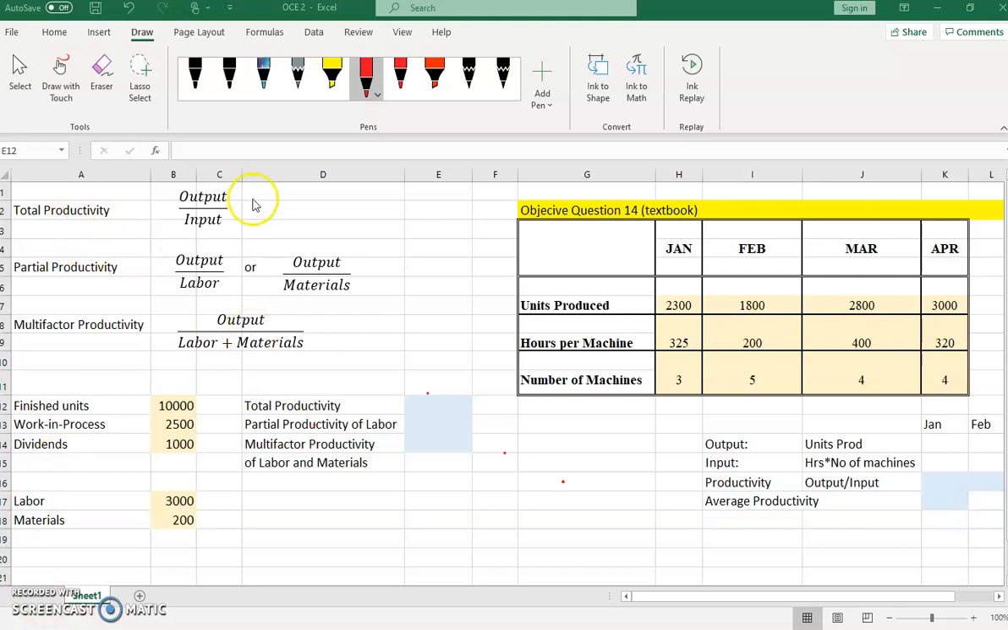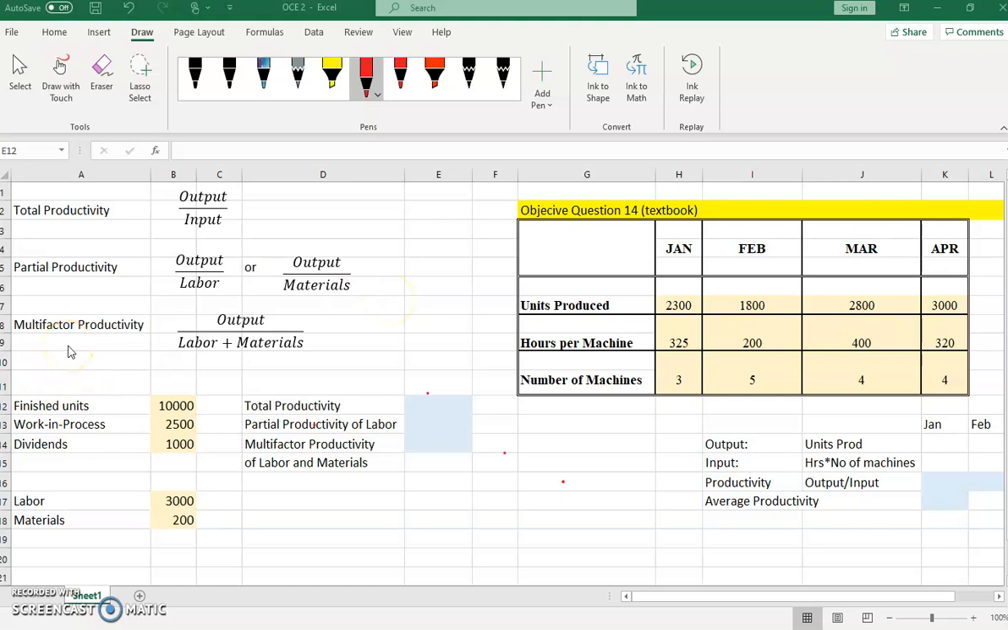So the total productivity is calculated as output over input. Partial productivity is output over part of the input. Let's say the input consists of labor and materials. So we have labor cost and material cost. So we're going to be looking at output over labor as a partial productivity, output over materials as a partial productivity. So one is a partial productivity of labor, the other one is a partial productivity of materials.